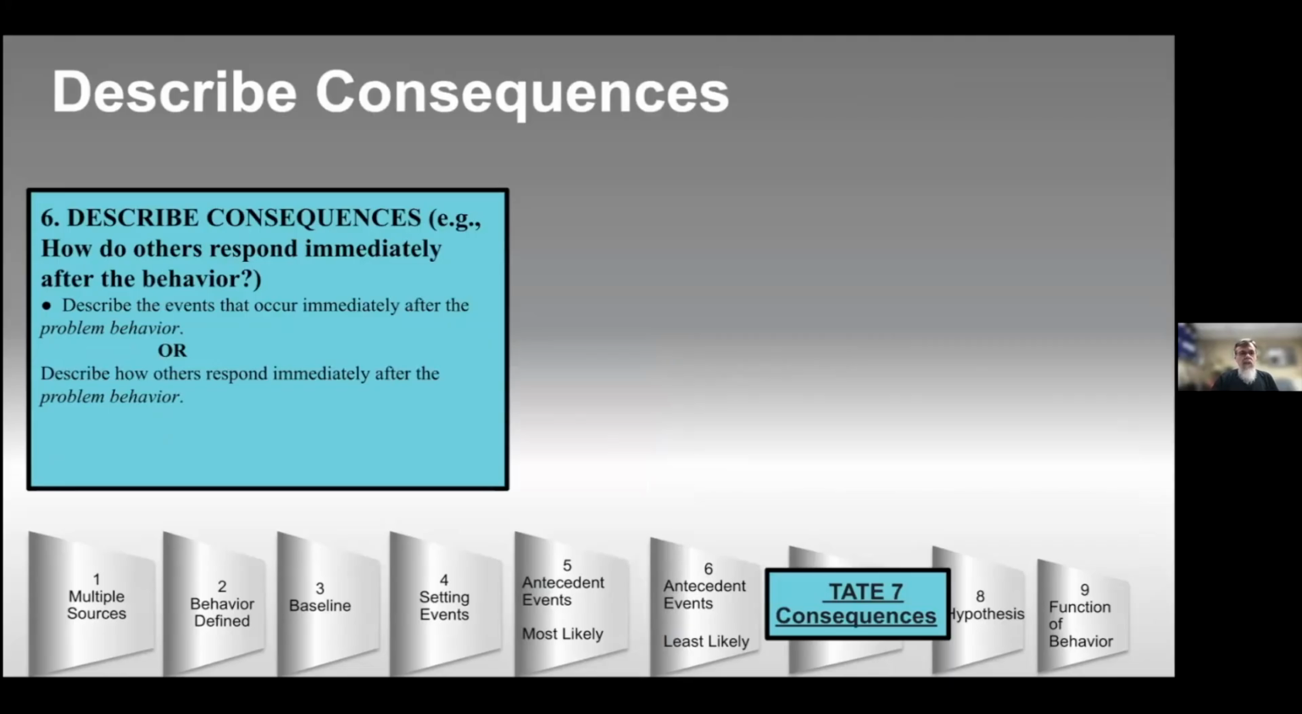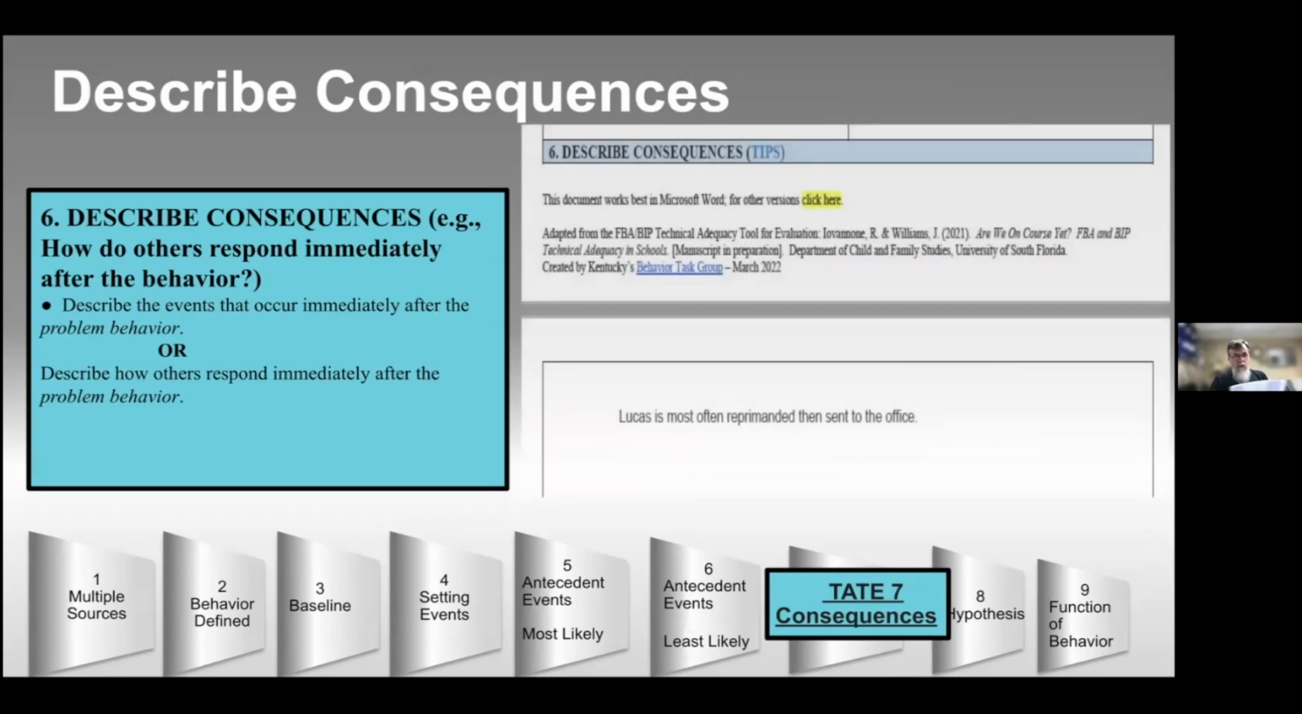The next thing that you want to think about is the consequences. Now, the consequences aren't just I sent them to the office, or I made them take a time out, or they were suspended from school for 2 days, or they had to be picked up early. Those aren't necessarily consequences. When you're looking at antecedent, behavior, and consequence, you're looking at how I respond immediately after that behavior.